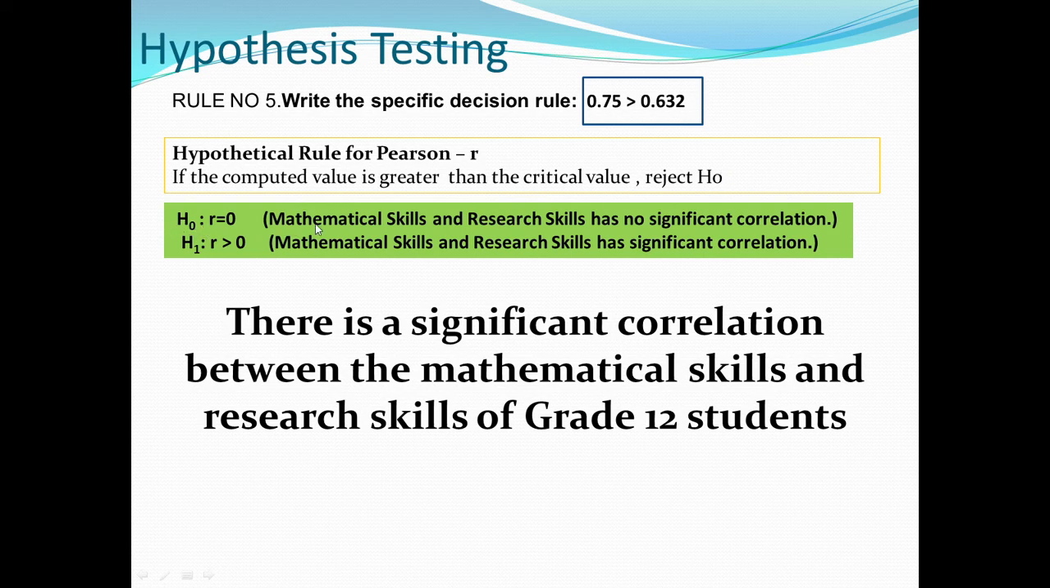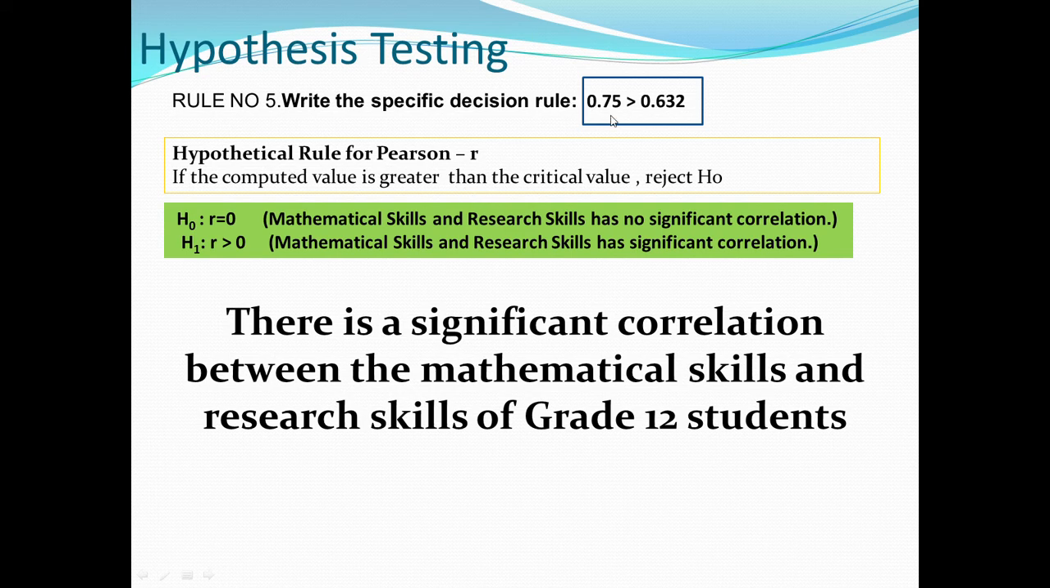So, ito yung null: mathematical skills and research skills has no significant correlation. And for the alternative, mathematical skills and research skills has significant correlation. Okay. So, ang sabi, ire-reject daw natin yung null hypothesis. Ibig sabihin, kapag reject, hindi na yon yung ating hypothesis or hindi na yon yung i-accept natin. So, meaning to say, yung result ng research natin is yung alternative. Okay? Ibig sabihin, hindi na natin papansinin yung null hypothesis kasi yun yung nasa rule eh.